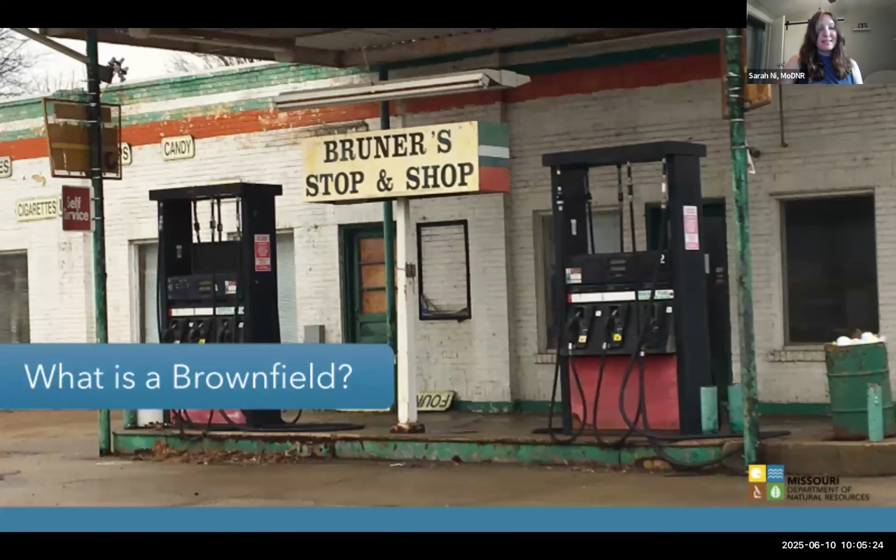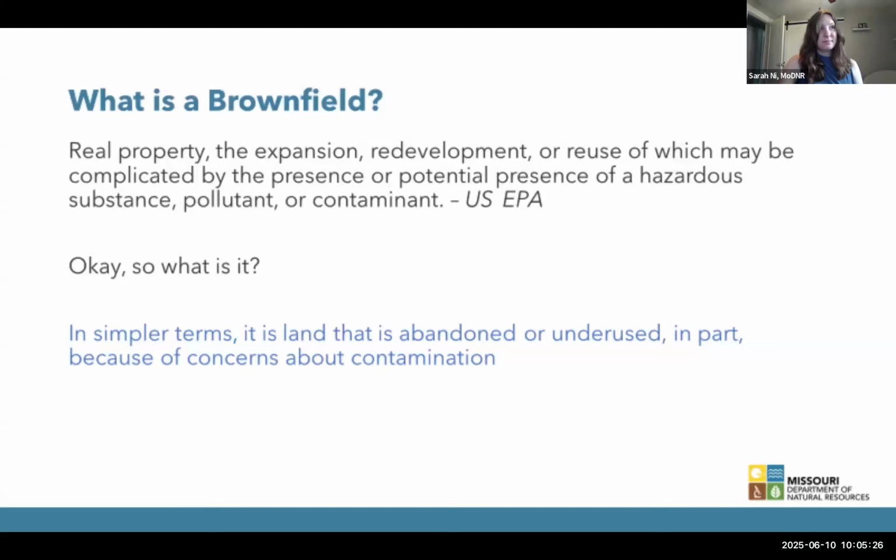So up first, what is a brownfield? EPA has given us this legal definition. It's real property, the expansion, redevelopment, or reuse of which may be complicated by the presence or potential presence of a hazardous substance, pollutant, or contaminant. And if that sounds like confusing jargon, you are not alone. I like to put it in simpler terms by saying it is land that is abandoned or underused in part because of concerns about contamination.